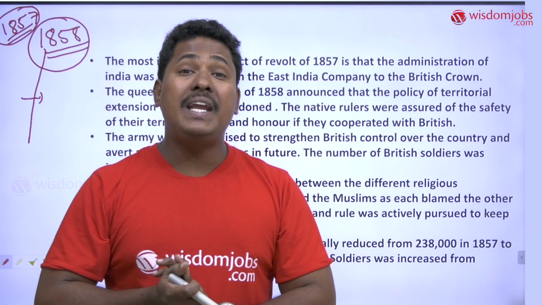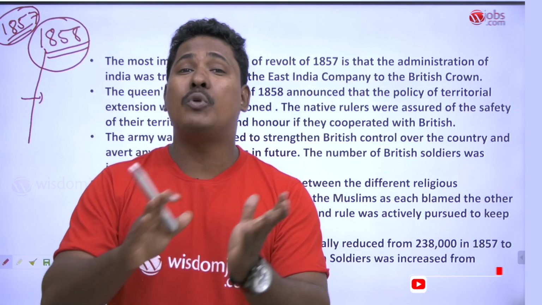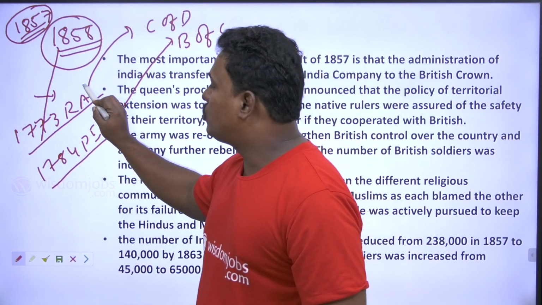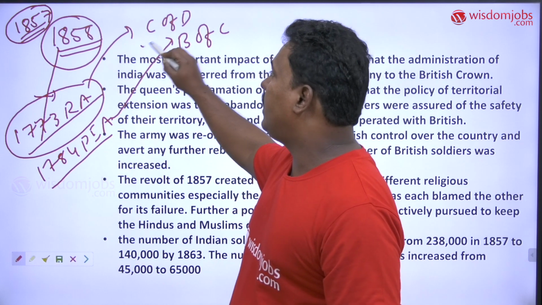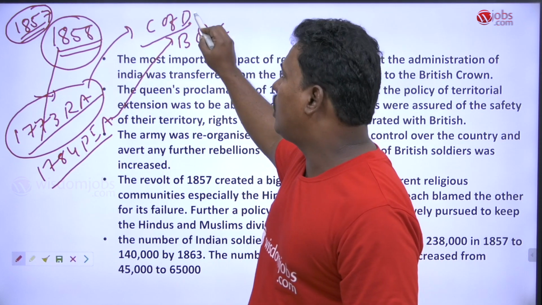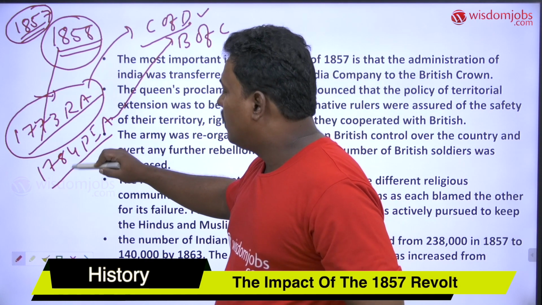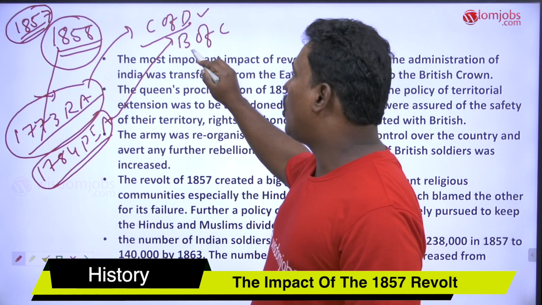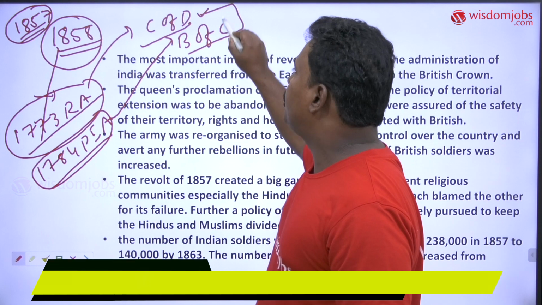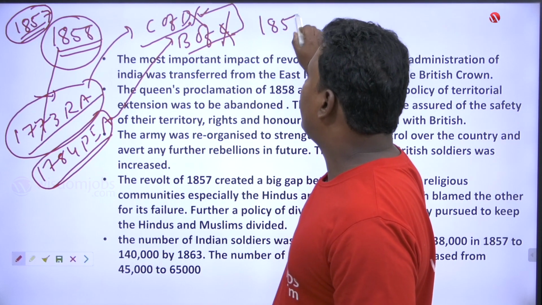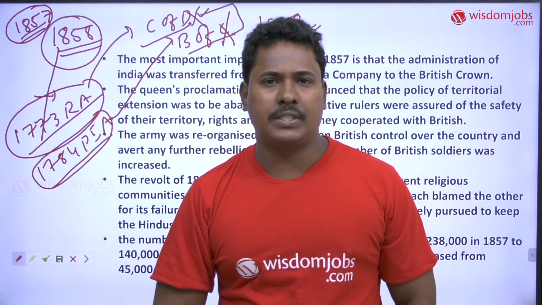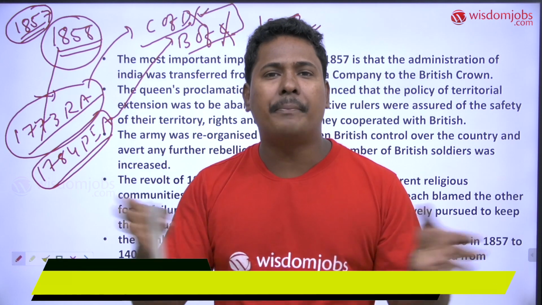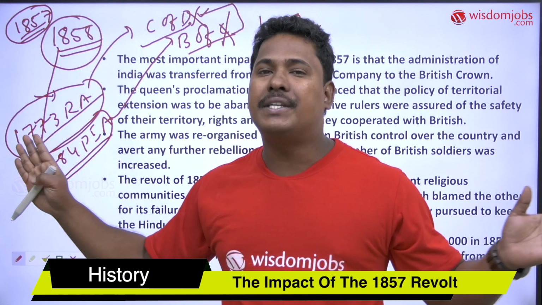Thus, the company rule came to an end. Through the 1773 Regulating Act, an institution called the Court of Directors was created, and later, through the 1784 Pitt's India Act, a new institution called the Board of Control was created. These two institutions, which actively participated in the administration during the company rule, were abolished in 1858 through Queen's Proclamation.